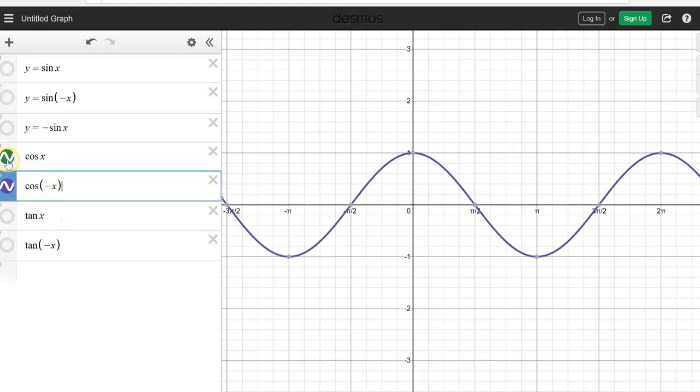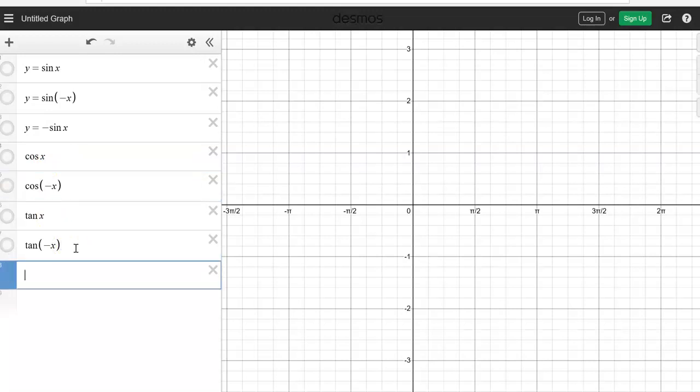How about the tangent of x and tangent of negative x? Well, it stands to reason, since tangent was the quotient identity of sine over cosine, and since sine of negative x was negative sine of x and cosine ended up being positive, the answer to this one will end up being negative tan of x.